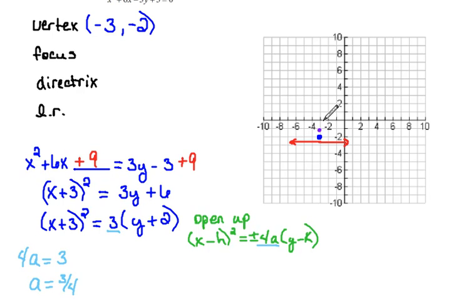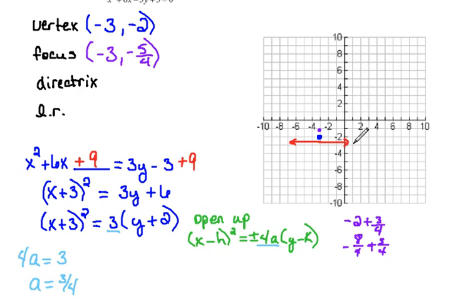Alright, for our focus, we went in the x direction, negative 3. And in the y direction, we started at negative 2 and went up 3/4 units. So negative 2 plus 3/4. If we got a common denominator of 4, then that would make that, let's see, 2 would be 8/4, so that would make that negative 5/4, which makes sense, right? Down 1 and then another quarter.